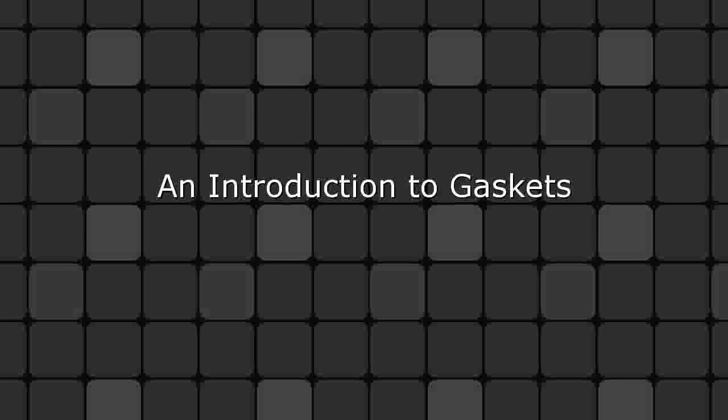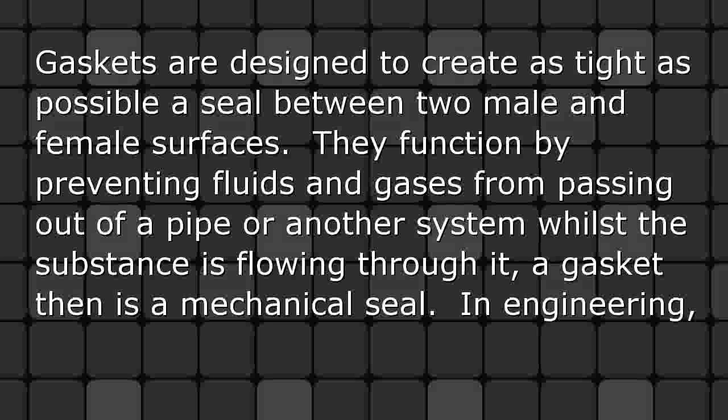An introduction to gaskets. Gaskets are designed to create as tight a seal as possible between two male and female surfaces. They function by preventing fluids and gases from passing out of a pipe or another system whilst the substance is flowing through it. A gasket then is a mechanical seal.